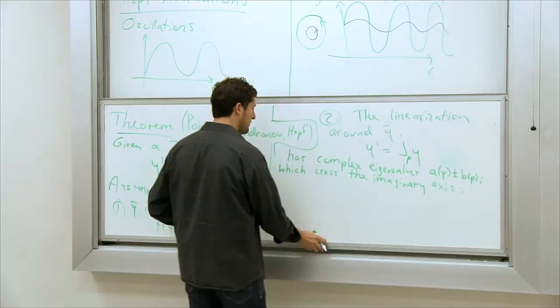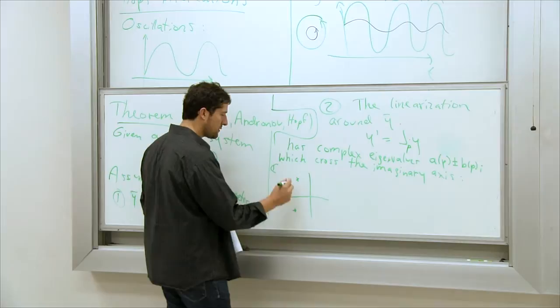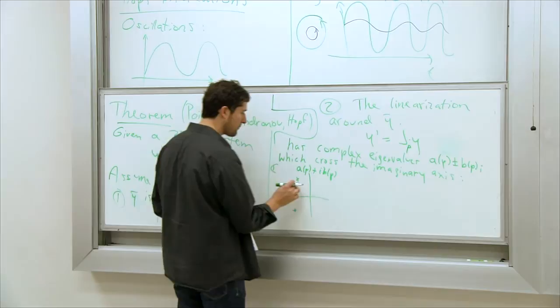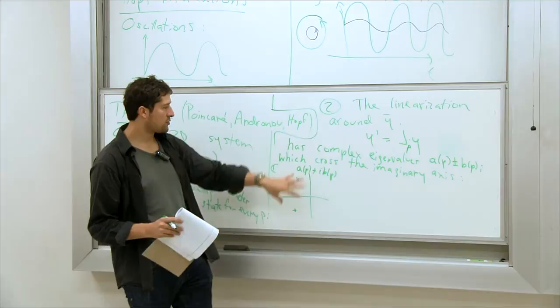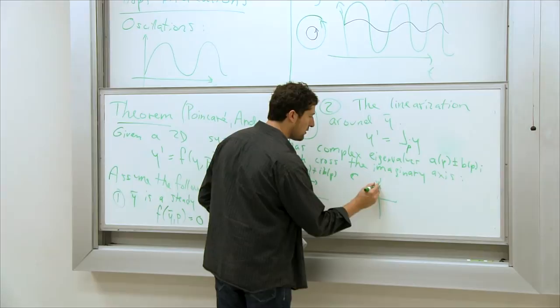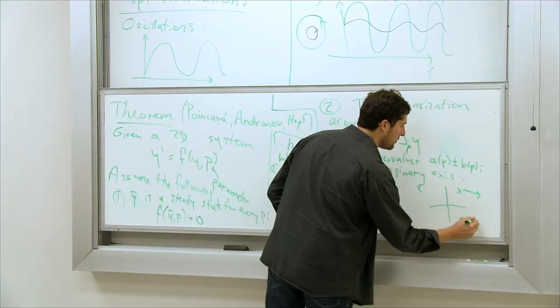So let's say that this is the complex plane, and here are the eigenvalues a(p) plus or minus i b(p). And now the idea is that they're going to cross the imaginary axis, but not in any way. They're going to cross it from left to right. So basically the real assumption two is that the following diagram is satisfied. You start over here, and as you start increasing the value of p, those points cross the imaginary line. Does that make sense?